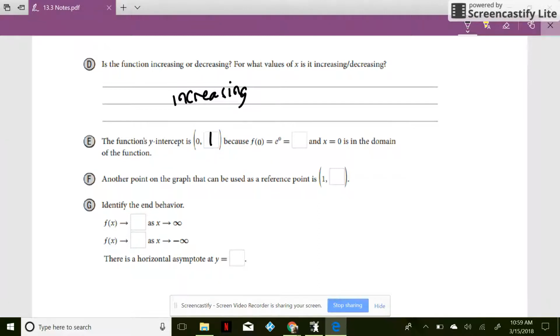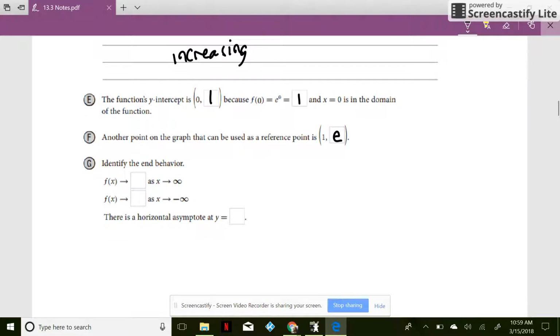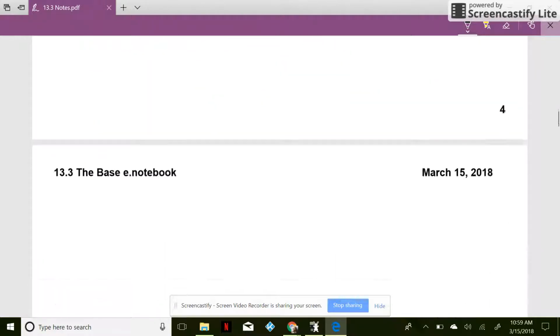The y-intercept is still (0, 1), because anything to the 0 power is equal to 1. The other reference point we're going to use now is (1, e). So end behavior, as x goes to positive infinity, f(x) is going to infinity. And as x goes to negative infinity, f(x) is going to 0 because we have that horizontal asymptote at 0 once again.